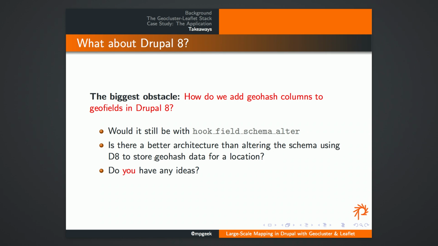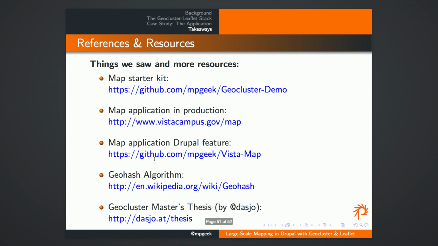No. So yeah, I'm not sure, but this is the key. We need to be able to store the geohashed information on the geofield tables themselves. And how do we do that in Drupal 8, I don't know. The issue queue that went along with this patch makes no mention of Drupal 8. So I'm not sure.